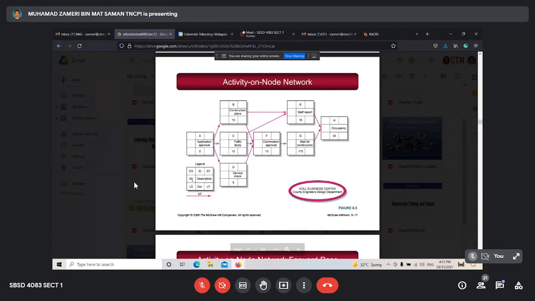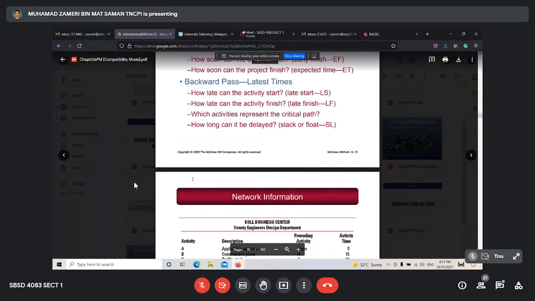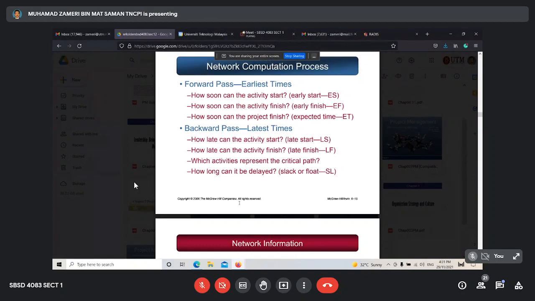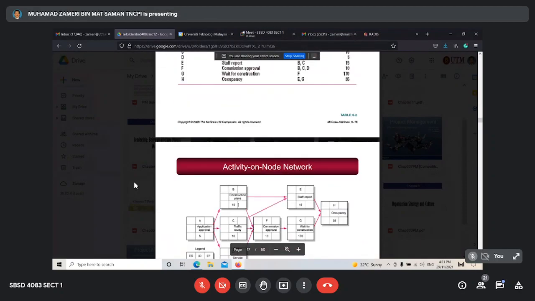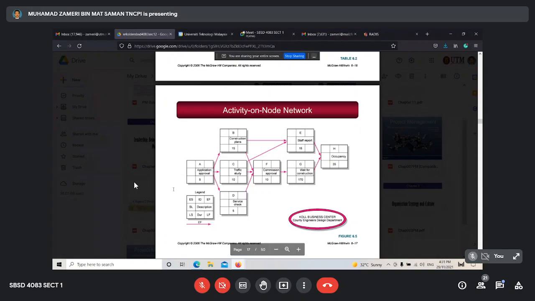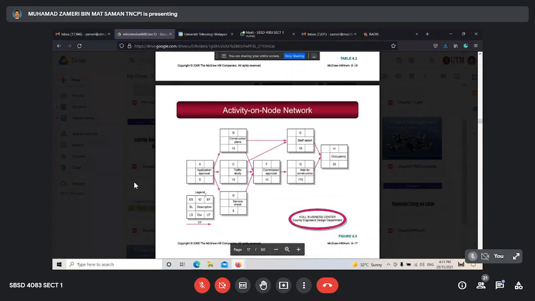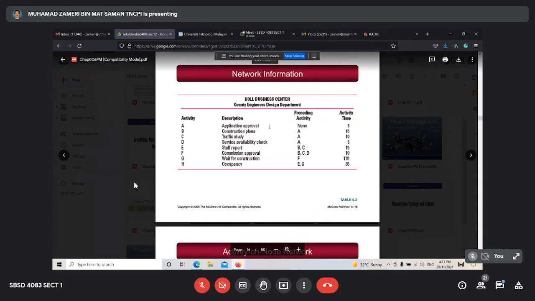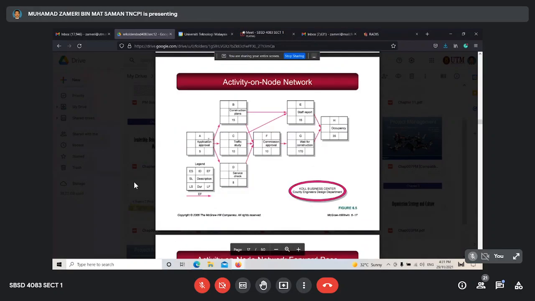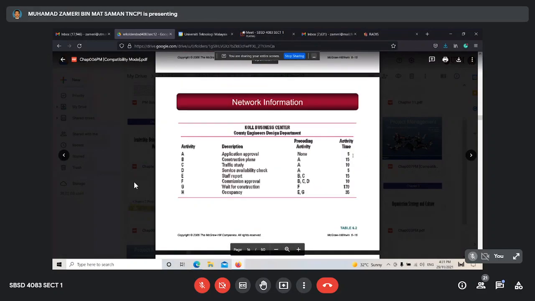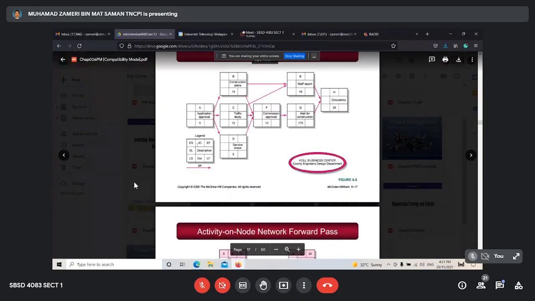SL is slack time. We can calculate slack time later. I will show you how to calculate slack time. So now we draw this and put the ID, the symbol here, activity A, B, C, D, until H. We put the description: application approval for A, construction plan for B, traffic study for C. And then we put the duration: 5, 15, 10, and so on.